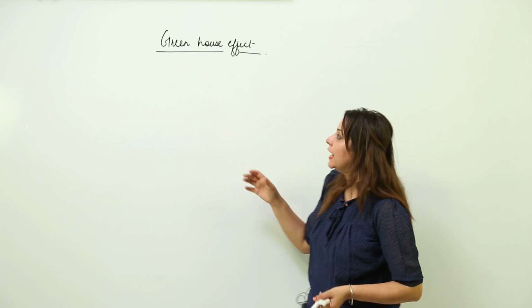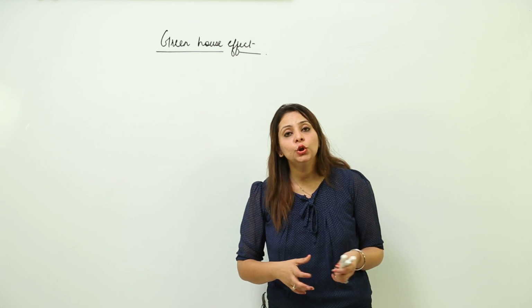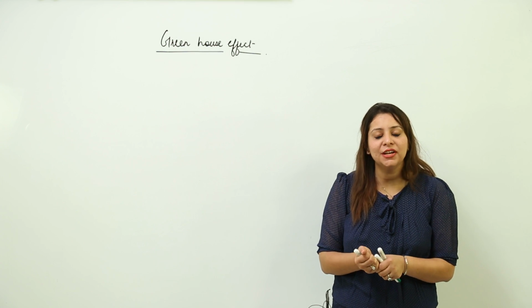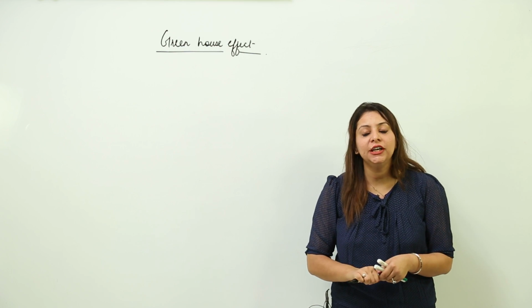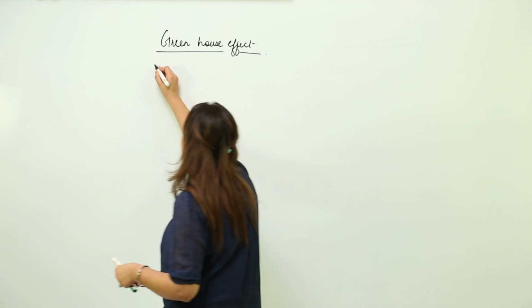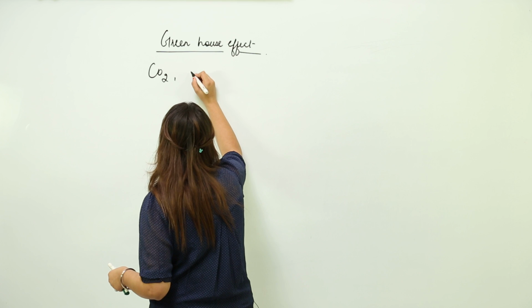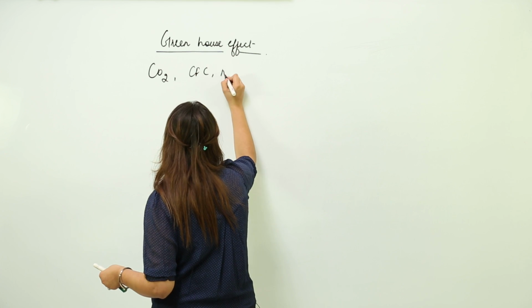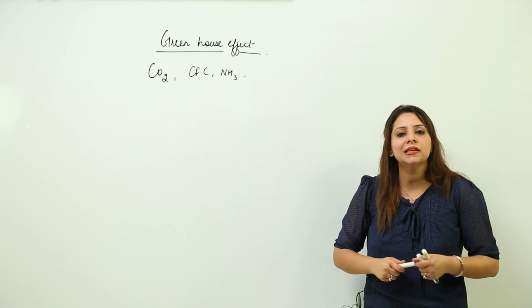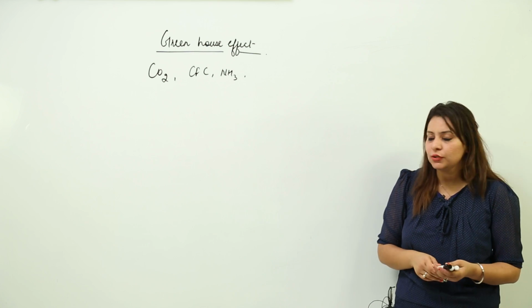Now we are going to start with the greenhouse effect. There are many gases, as we discussed in air pollution, and the major consequence of air pollution is again the greenhouse effect. Gases like CO2, CFC, and ammonia are actually causing the greenhouse effect. So in this topic we are going to discuss what a greenhouse effect actually is.